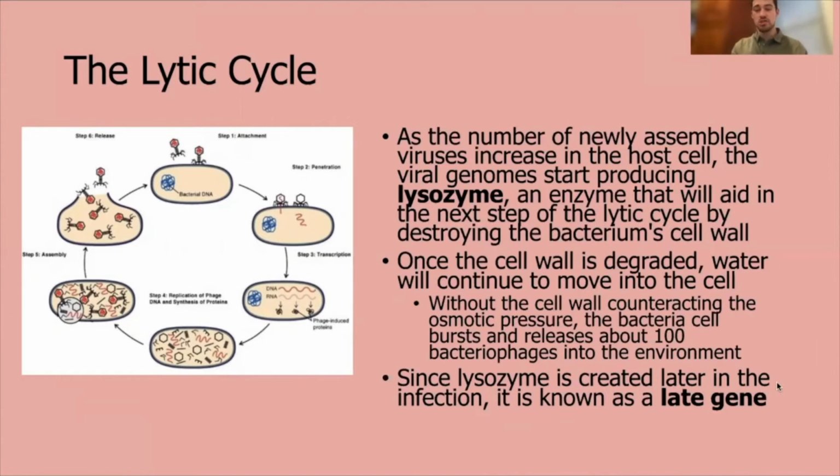So those 100 bacteriophages are then in the surrounding tissue. And if they're in a colony of bacteria, they can very quickly find another bacteria, and the process begins all over again. So they'll attach right to that wall, inject their DNA, and start this entire process over.